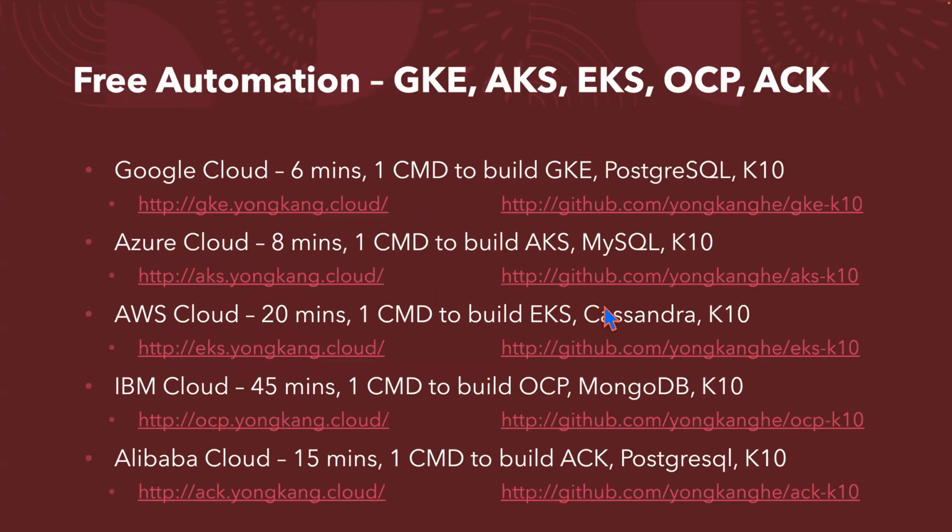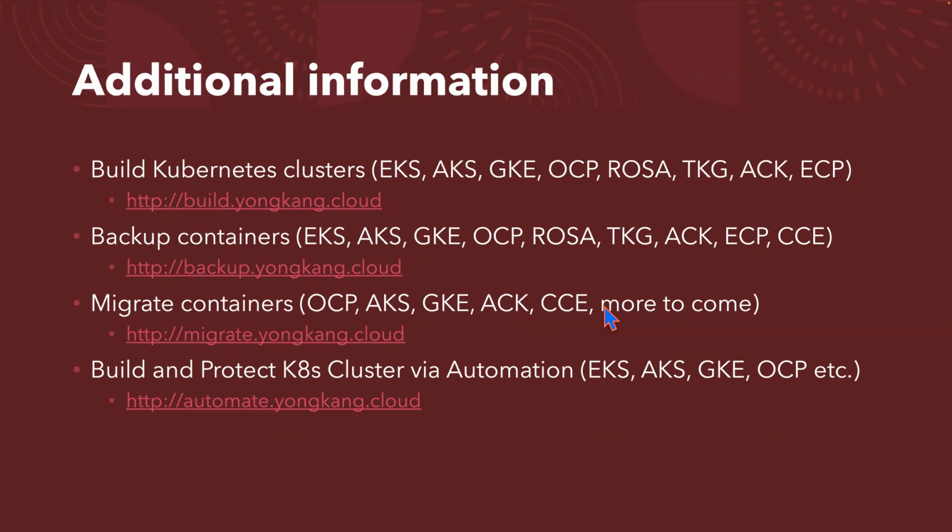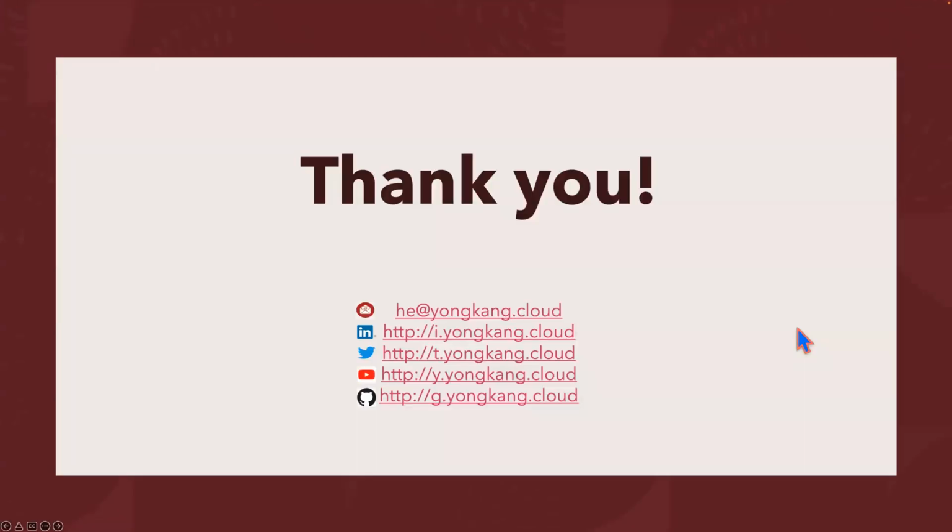I'm also including a few links about free automation tools. By now, I have built automation on the top 5 public clouds. In just a few minutes, you can launch a managed Kubernetes cluster from the major public clouds. There is also additional information about how to build a Kubernetes cluster on popular Kubernetes distributions, how to back up containers, how to migrate containers, and how to automate the whole process. That is pretty much all we want to cover for today.